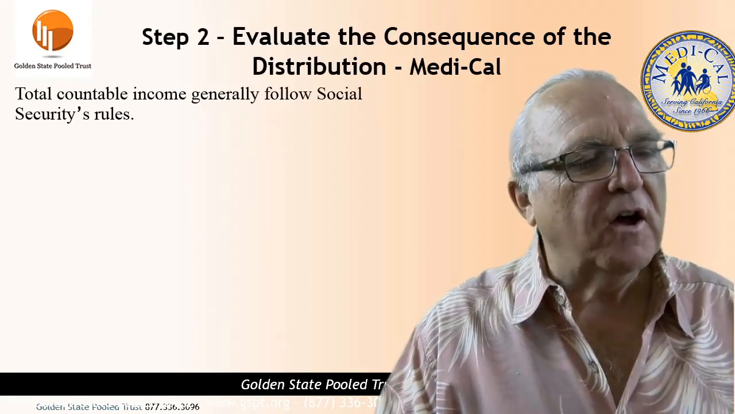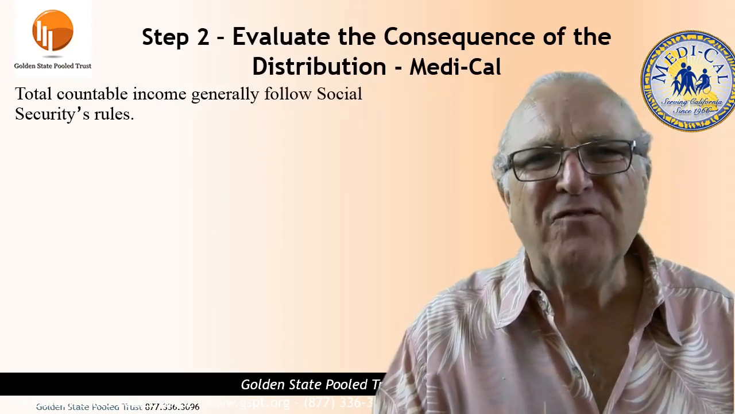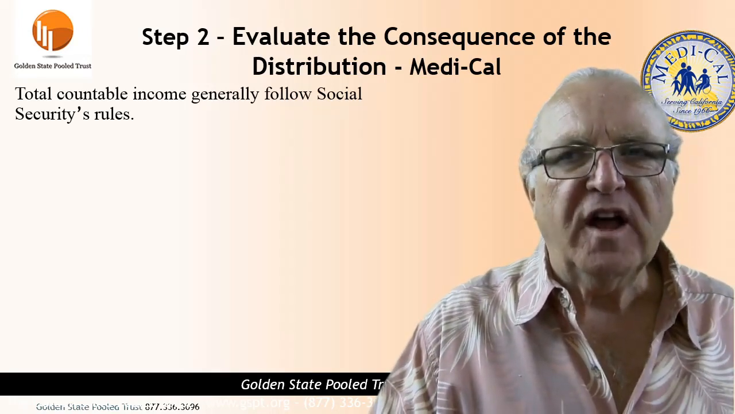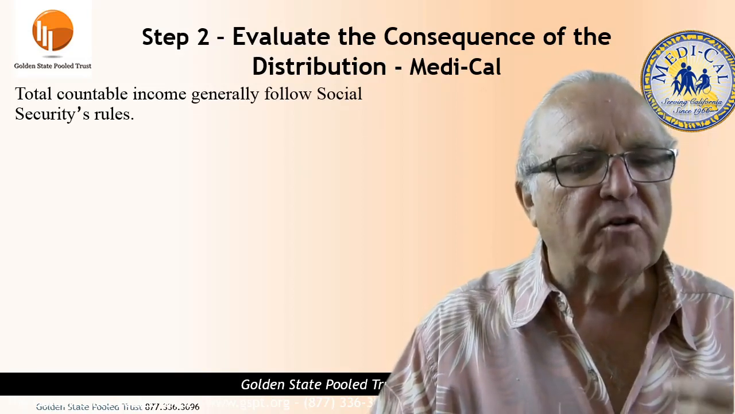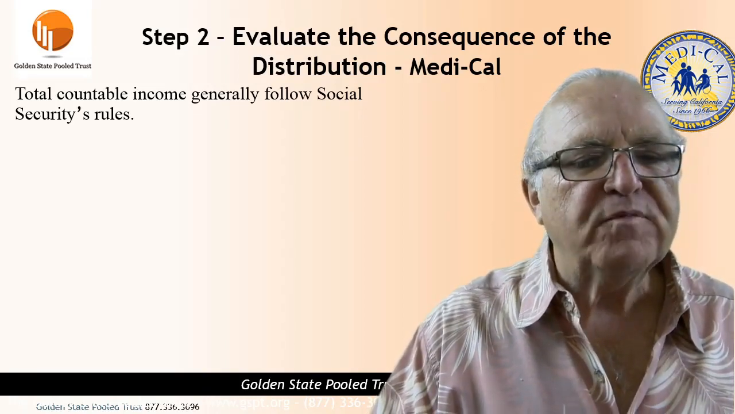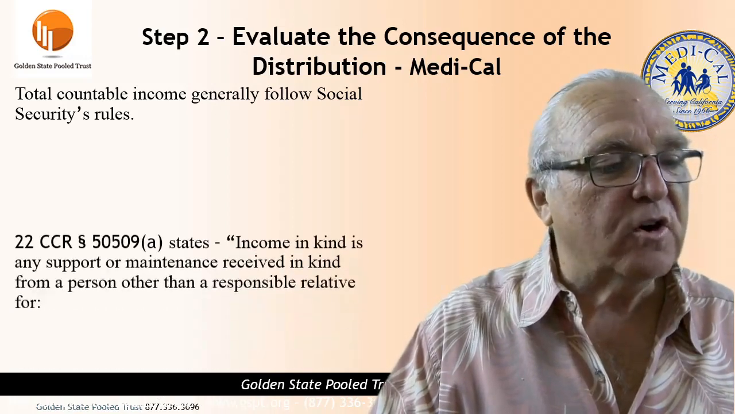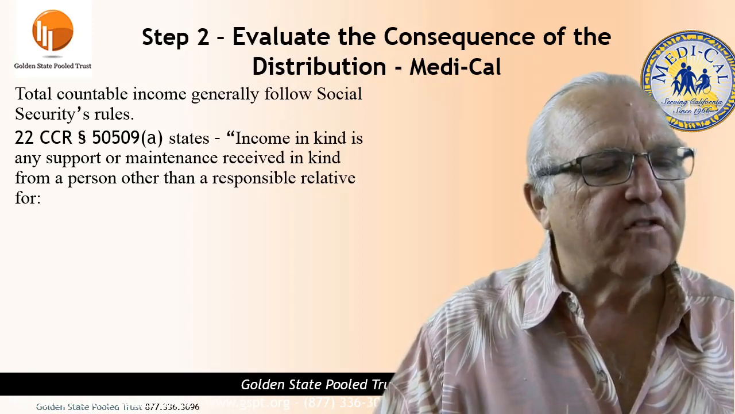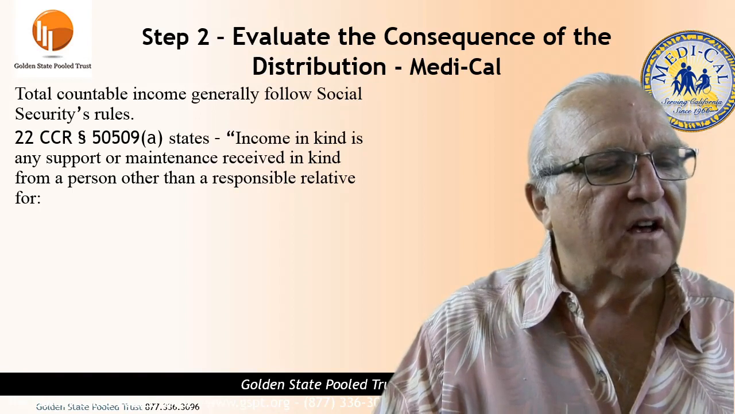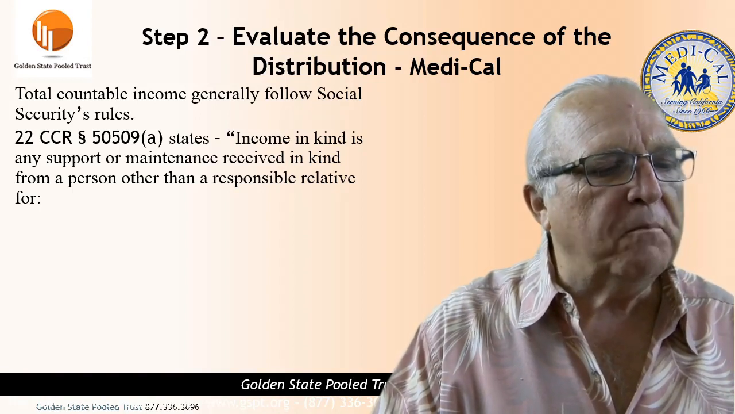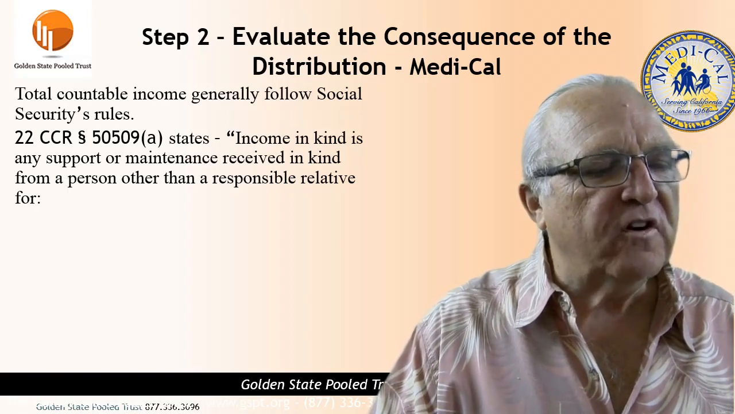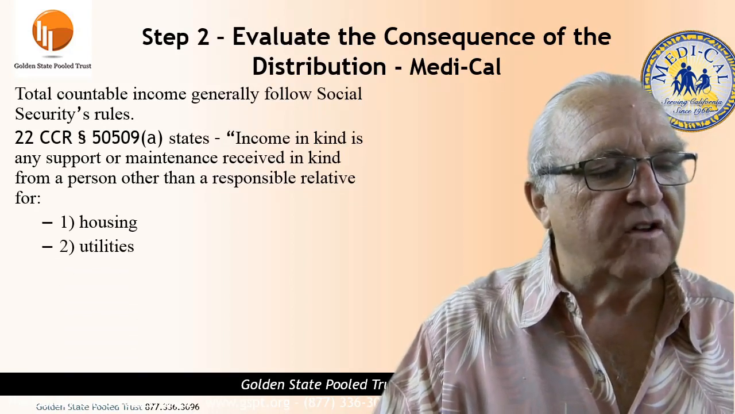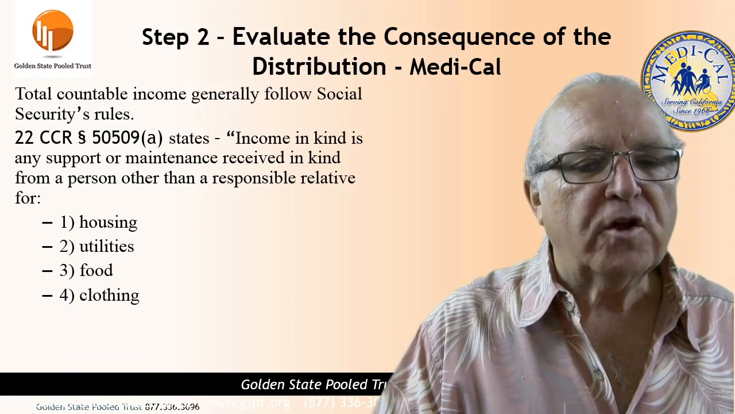Now, the next thing that comes up is, what if we pay for food and shelter expenses for somebody who's getting Medi-Cal, your aged and disabled federal poverty level Medi-Cal, or Medi-Cal based on disability? And what does that look like? According to this code, which comes from the Welfare and Institutions Code, income in kind is support and maintenance received in kind from a person, or it could be a trust, other than a responsible relative, for housing, utilities, food, and clothing.